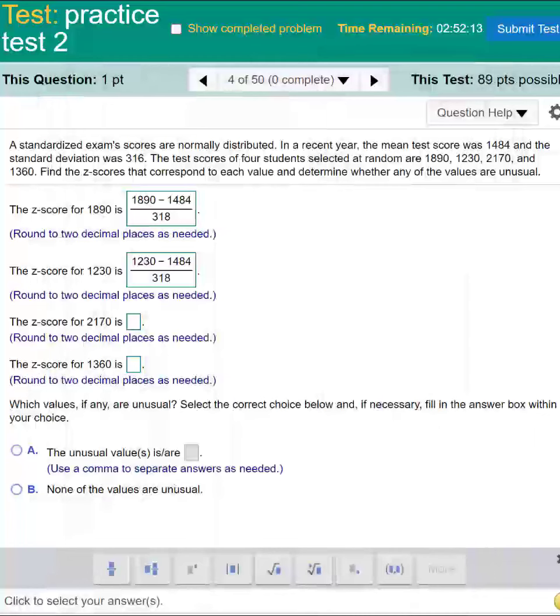He's asking you if any of the values are unusual. A value will be unusual if the z-score is more than 2 or less than negative 2. So if you get any answers that are more than 2 or less than negative 2, then they are unusual. Next question.